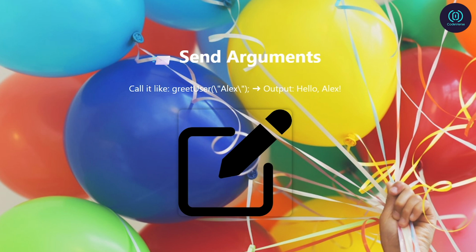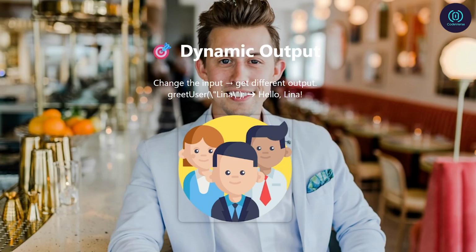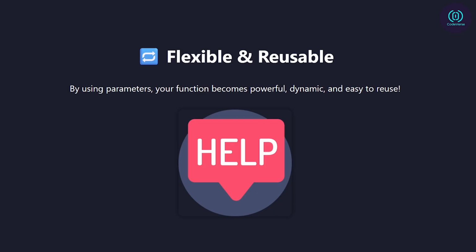So if we write greetUser("Alex"), the output will be, Hello, Alex. If we write greetUser("Lena"), the result changes to, Hello, Lena. The function logic stays the same, but the output adapts, based on the input. And just like that, our function became flexible, reusable, and dynamic.